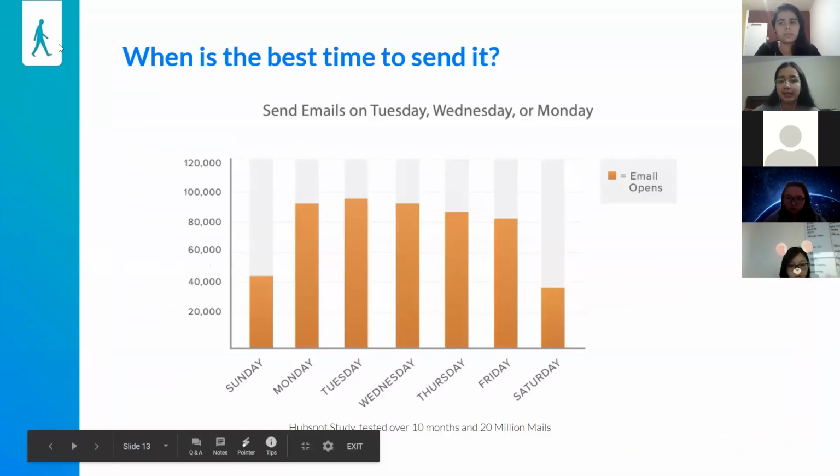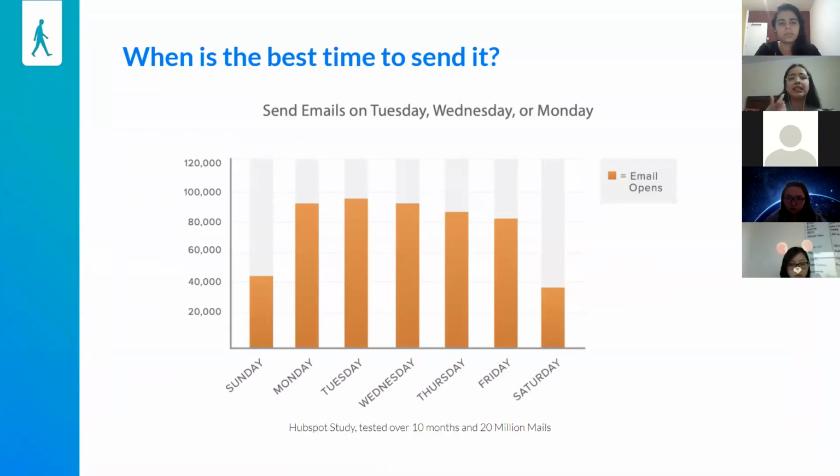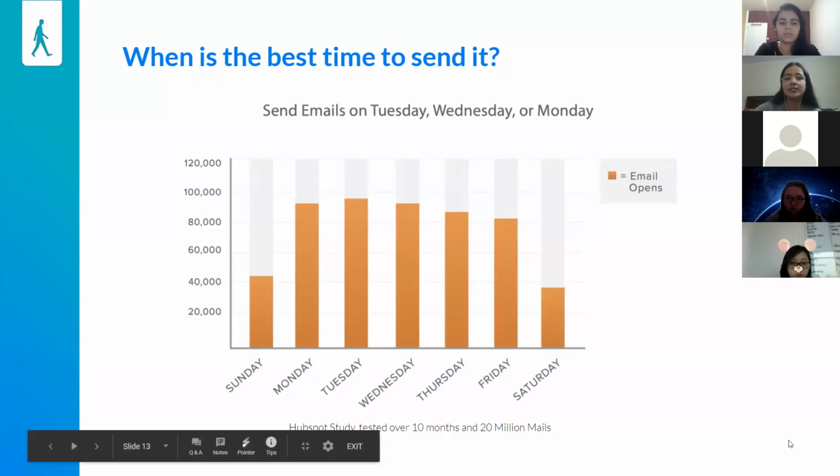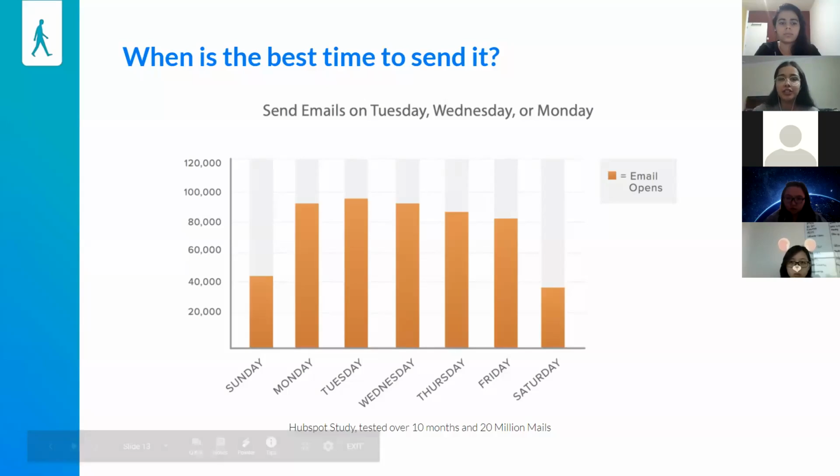Then when is the best time to send emails? So like this says, a HubSpot study tested over 10 months and 20 million emails. And they basically analyzed that the best time to send emails is at the beginning of the week. So Monday, Tuesday, or Wednesday. The closer you get to the weekend, the less people are likely to open that email. The more it's at the fresh start of the week, the more people are going to open that email. So a good time to send emails is Monday, Tuesday, and Wednesday.